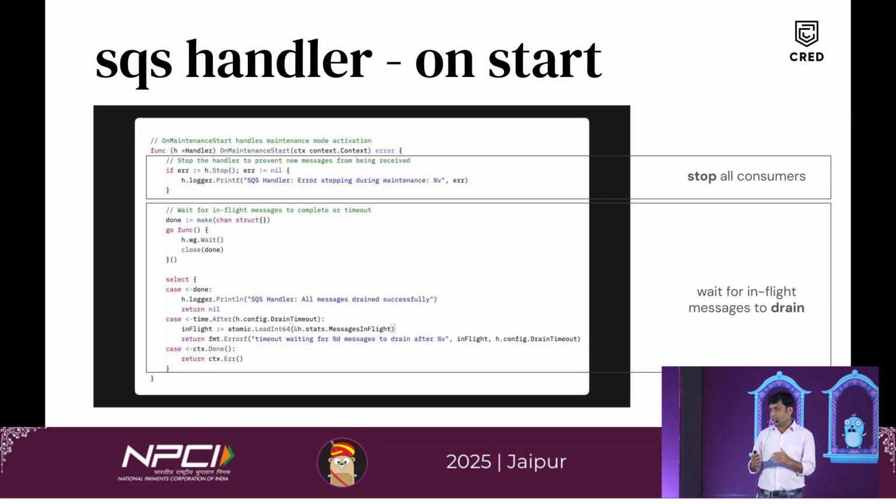So now you would have seen that we have solved the problem of traffic termination by ensuring that whenever the service goes into maintenance, we are not receiving any new incoming traffic, and hence there are no new writes going to the database.